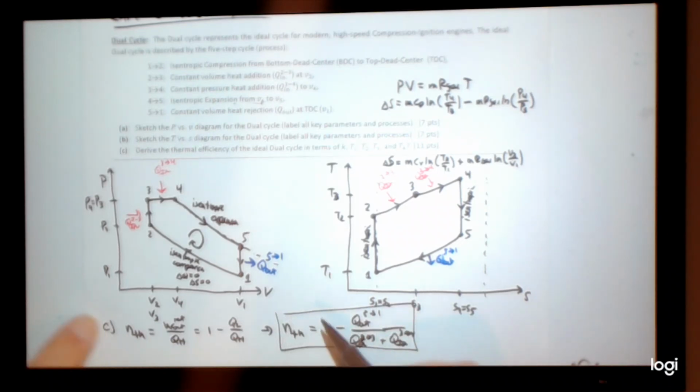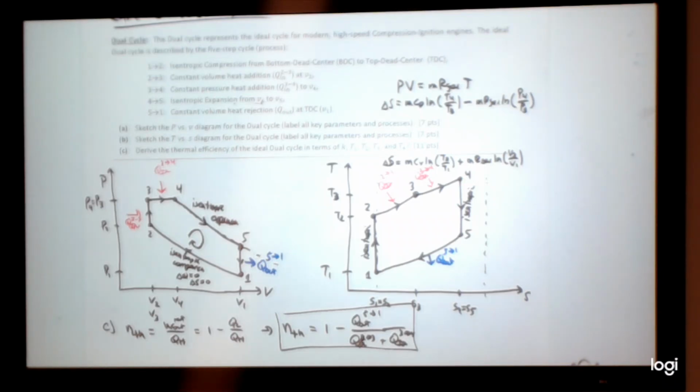Now the problem is, you're going to be asked a question, well, what does it look like in terms of temperature? So you're going to need to do either an entropy balance or energy balance to get these as functions. Or you can just be clever. QL, constant volume process, without doing the whole entropy balance: CV delta T. QN 2 to 3, constant volume process, CV delta T. QN 3 to 4, constant pressure process, CP delta T.